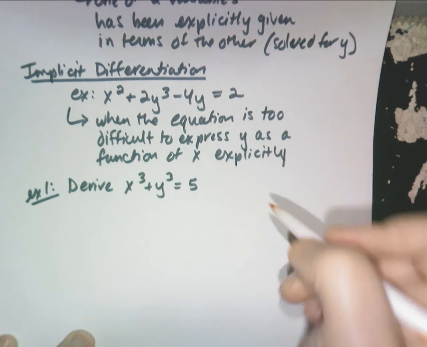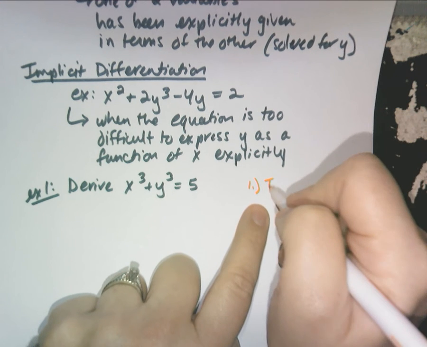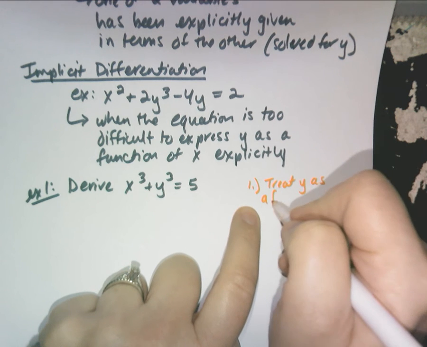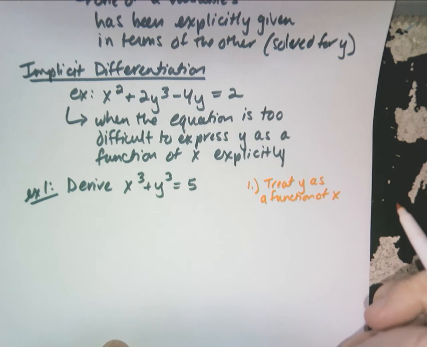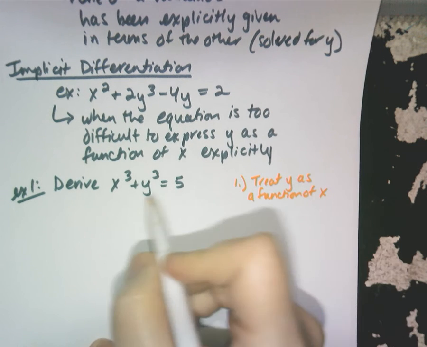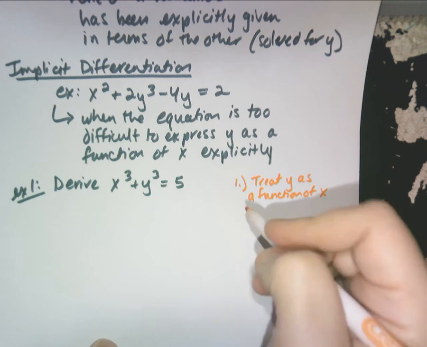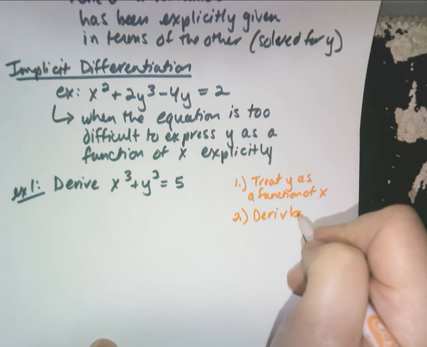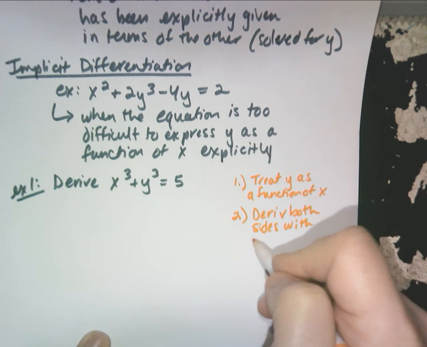Okay. So here's the first thing you need to understand, and I'll write this down. You need to treat y as a function of x. Okay? Well, what does that mean? That means when you take the derivative of y, you take it as if it were an x. Okay? So you take the derivative, or you derive both sides, with respect to x.